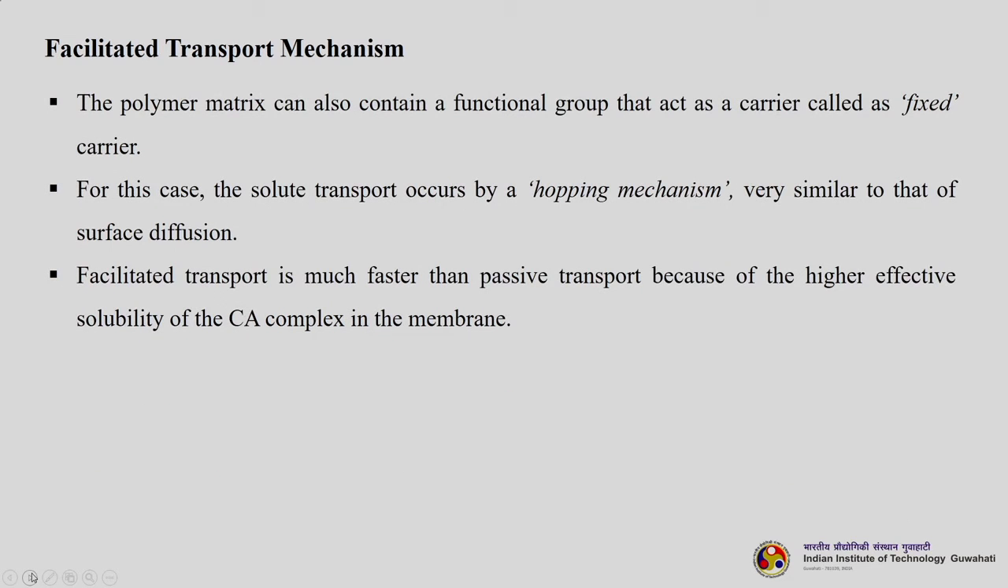So, the polymer matrix can also contain a functional group that acts as a carrier, called a fixed carrier, right. We have just discussed the fixed carrier membrane. For this case the solute transport occurs by a hopping mechanism, very similar to surface diffusion. Facilitated transport is much faster than passive transport because of the higher effective solubility of the CA complex in the membrane.